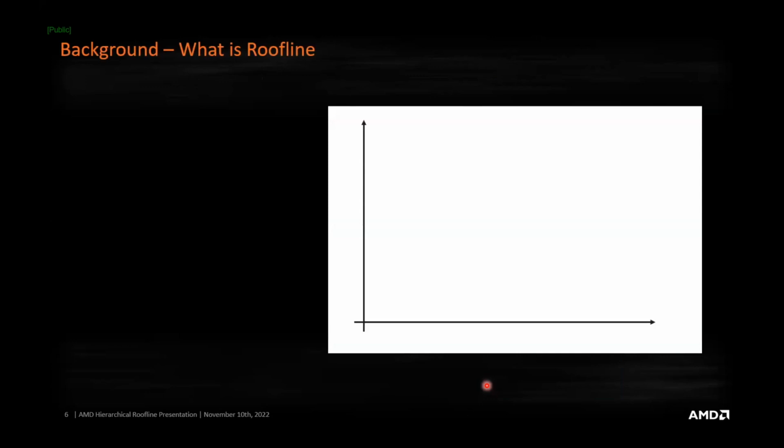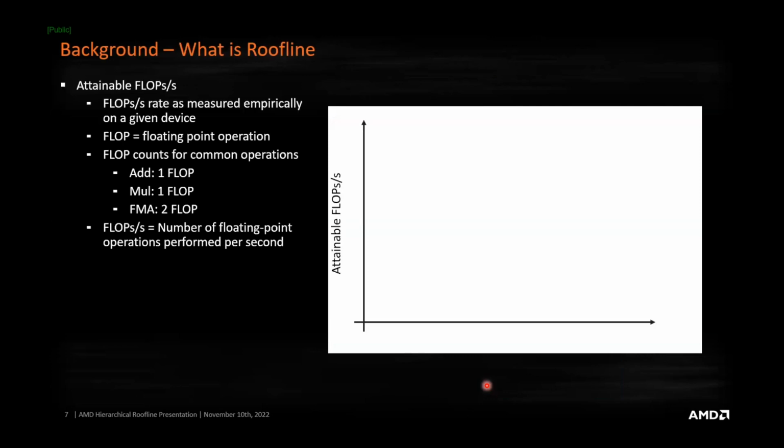All right, so now to start the sort of Roofline 101 course. What exactly is a roofline? So it's simply a 2D plot. Because we're good data scientists, we're going to label our axis. On the y-axis, we have our attainable floating point operations per second.